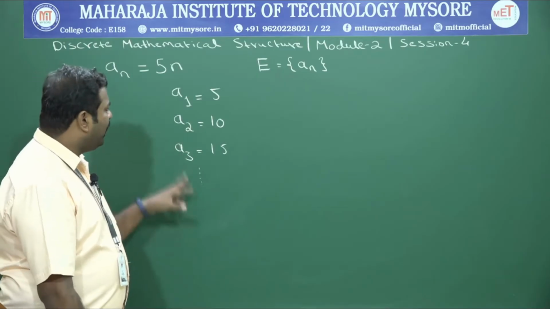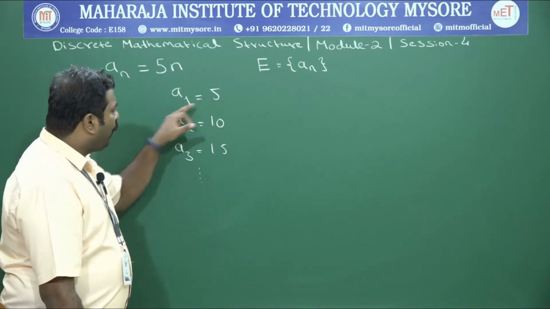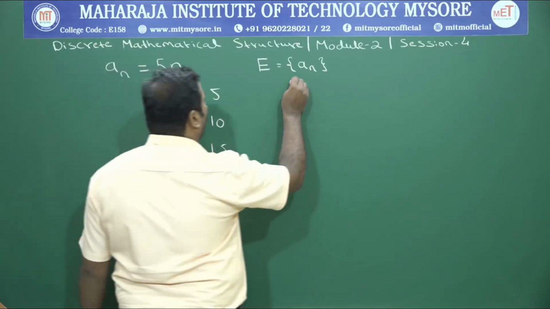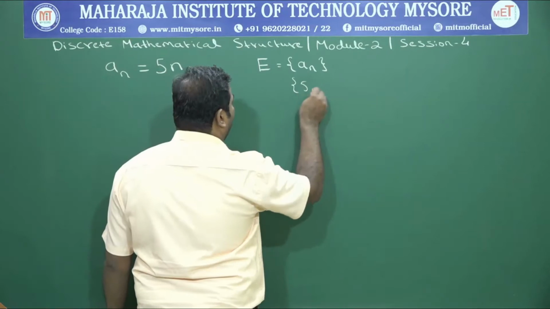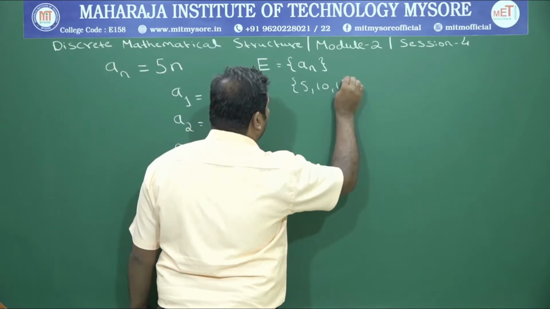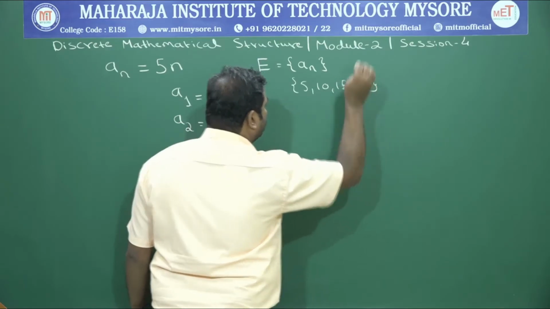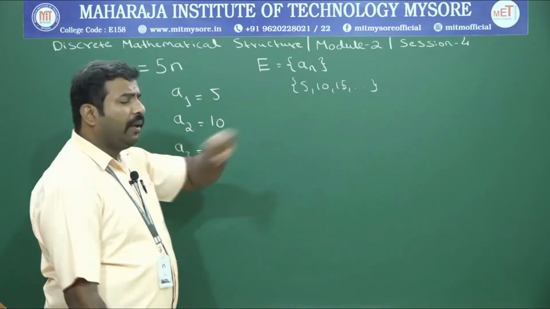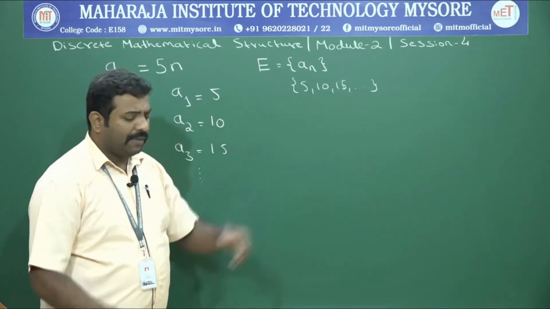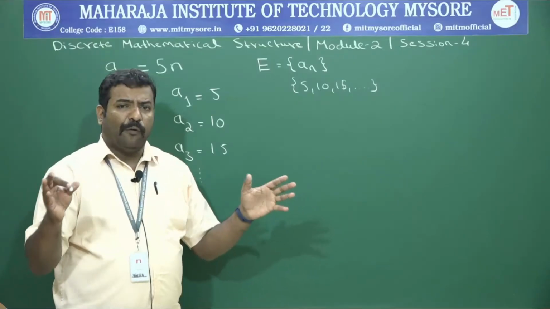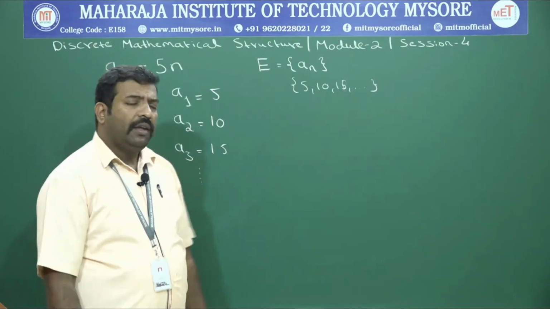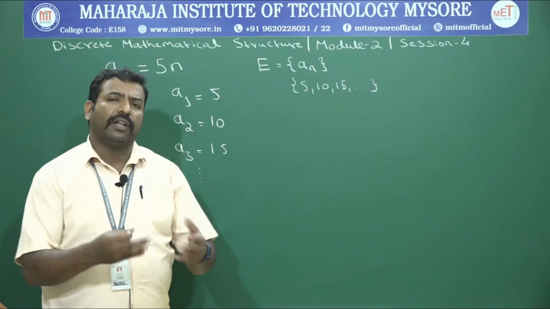Fine. Keeping this in mind, I need to find the difference between these elements. The set of elements is 5, 10, 15 and so on. Now I need to find the difference between the first and second element, the second and third element, and so on. If I am able to fetch the pattern in which the elements have been derived, then I can easily form this into a recursive way.